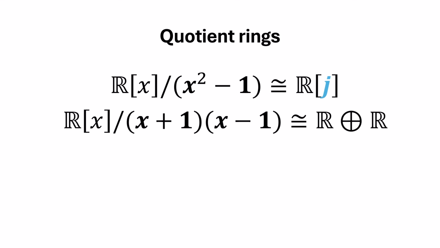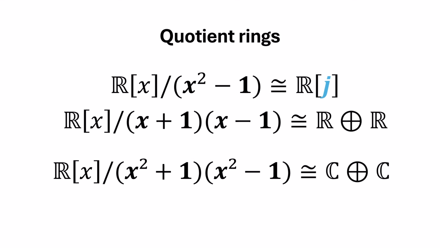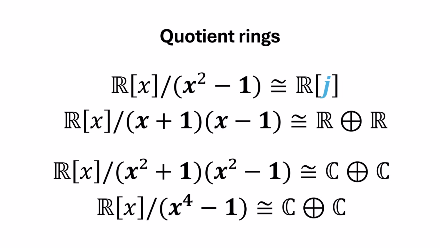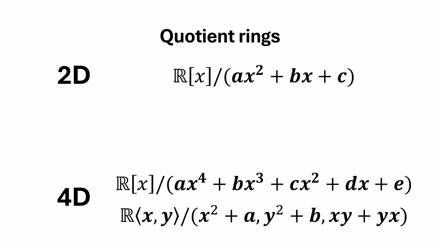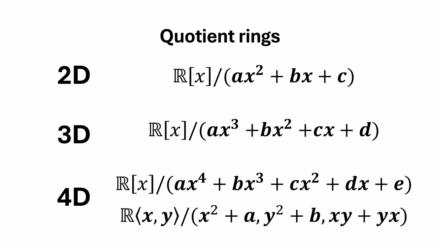We could find quotient rings that are isomorphic to bicomplex numbers by finding polynomials that factor into two irreducible polynomials over reals. We've seen that two-dimensional systems can be made with ideals containing a one-variable second-degree polynomial, and four-dimensional ones with ideals containing a one-variable fourth-degree polynomial or two-variable second-degree polynomial. Would that mean that three-dimensional ones could be defined using a third-degree polynomial as an ideal?